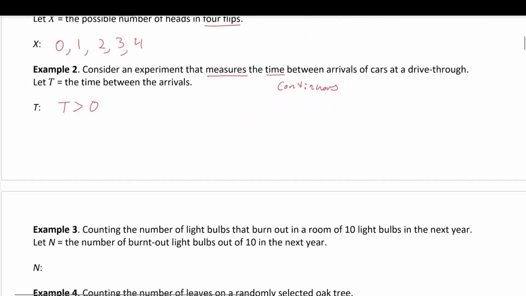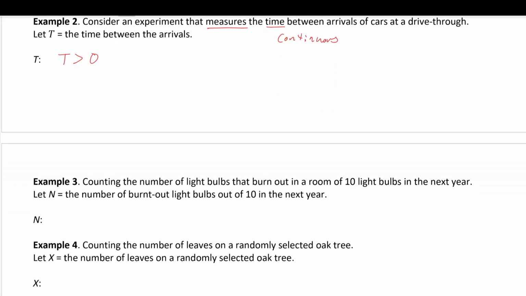Example 3. Counting the number of light bulbs that burn out in a room of 10 light bulbs in the next year. Let n be the number of burnt out light bulbs out of 10 in the next year. Okay, so again, we are just counting stuff. So this is just going to be discrete, right?